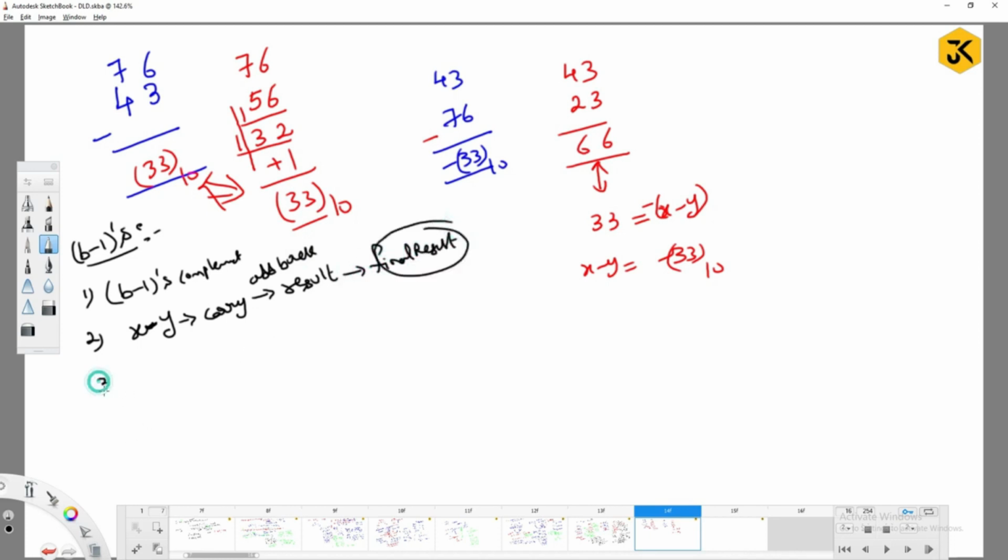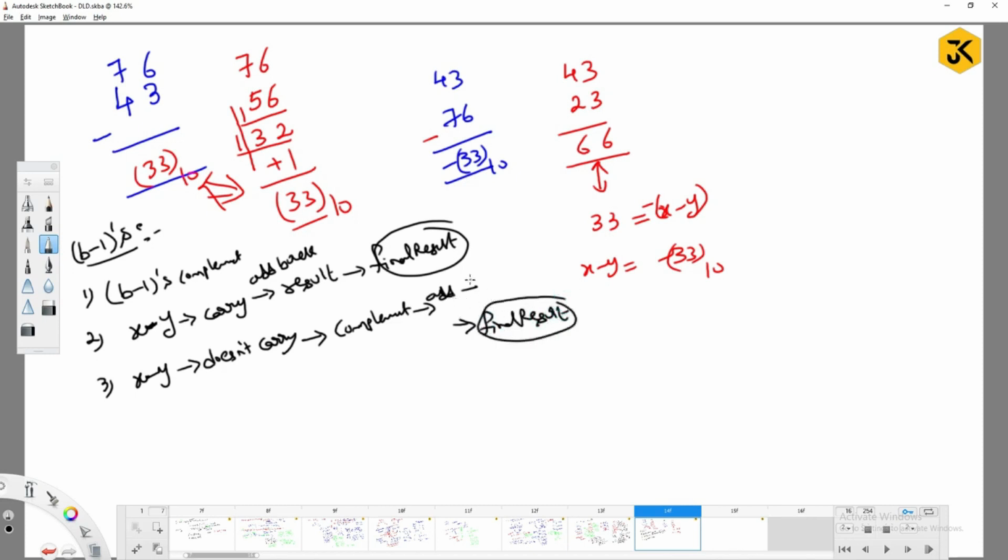Right? What is the other case? If x minus y doesn't generate a carry, meaning it is not going to generate an extra bit, you need to find the complement first, then add a negative symbol, and this will be your final result. These are the two steps that you have to follow.